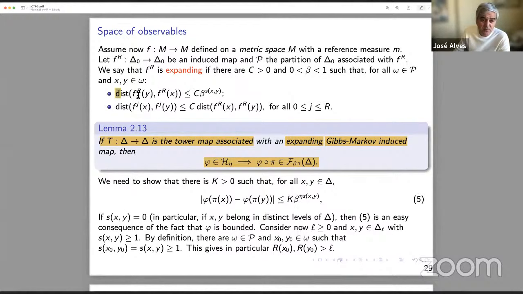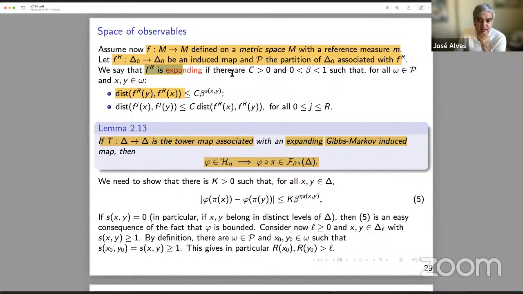For the tower construction, we didn't need any metric in the space, so that can be defined in general. But now I need a metric. So assume that F is defined on a metric space. In terms of applications, this is not very restrictive because we are going to apply this to maps on Riemannian manifolds. So assume we have F defined on a metric space with a reference measure, and that we have an induced map for the original one, with a partition associated to it. We say that this induced map is expanding if there are constants for which this holds.